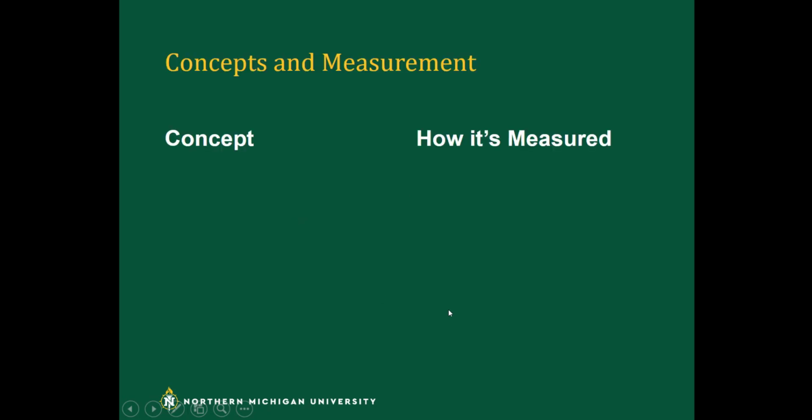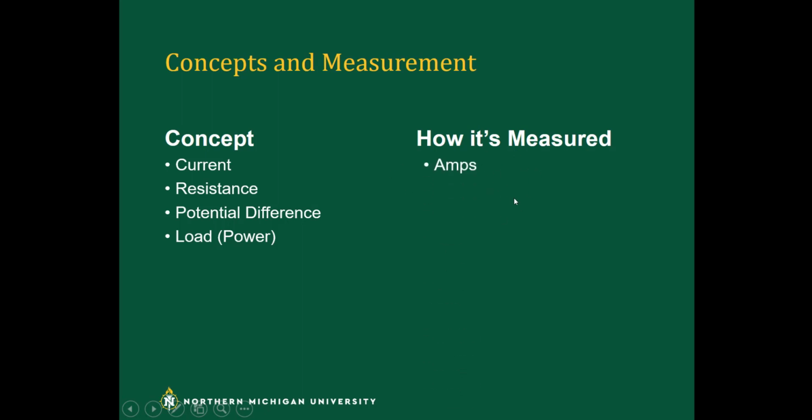Okay, different concepts and measurements. So again, we're talking current, right? We're talking resistance, we're talking potential difference, and we're talking load. So how they're measured, you're going to hear these terms a lot in the industry. So current is measured through amps, resistance is measured in ohms, potential difference is measured in voltage, and load or power is measured in watts or kilowatt hours primarily.